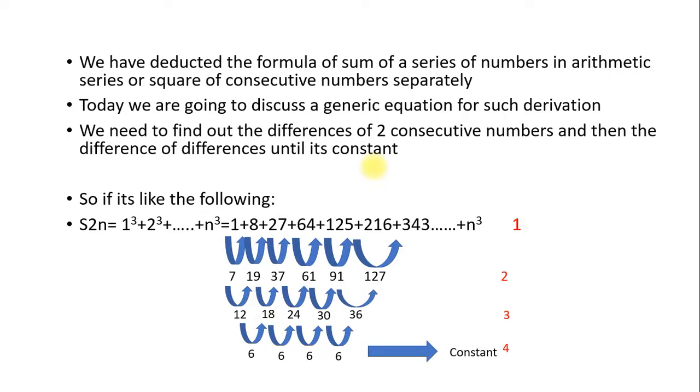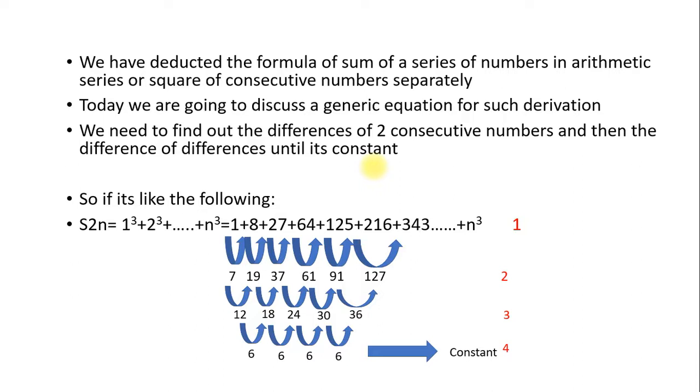After we write this, we find the difference of two subsequent numbers in the series. So it becomes 8 minus 1 equal to 7, 27 minus 8 equal to 19, 64 minus 27 equal to 37, 125 minus 64 equal to 61, 216 minus 125 equal to 91, like that. In the second level, we are finding the difference between the two consecutive numbers.